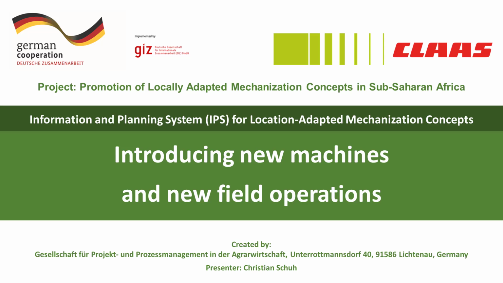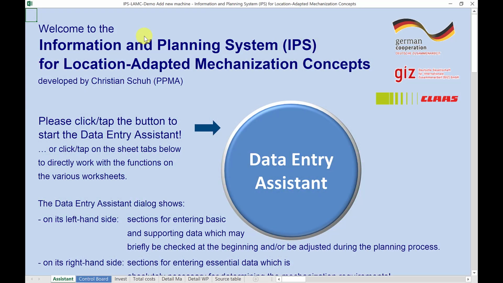Welcome to this video. This time I would like to demonstrate how to introduce new machines and new field operations into the IPS. Adding new machines and field operations is done in the IPS in a section that is called the Backoffice. This is a section where the normal user has no access to, and it's even password protected.